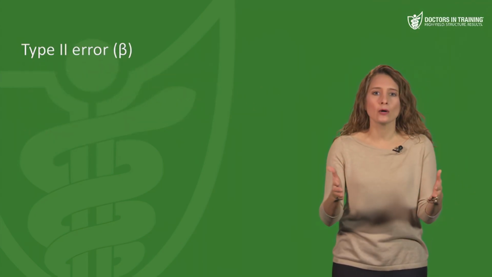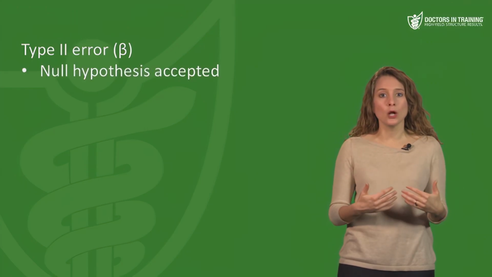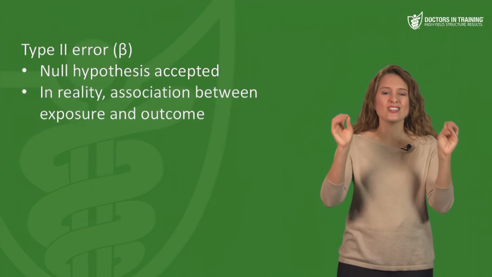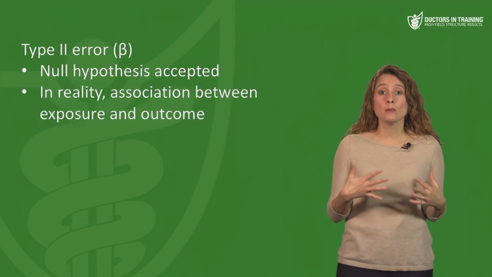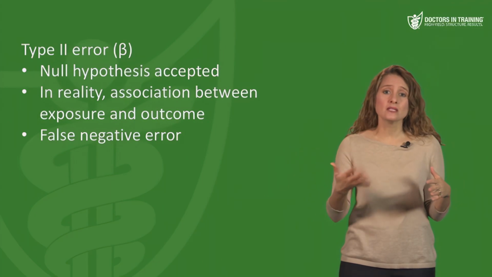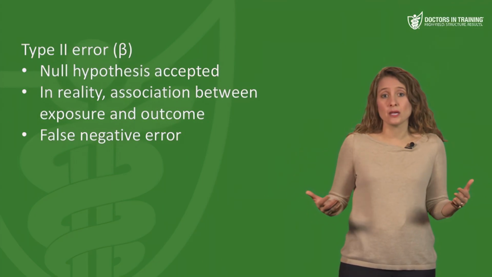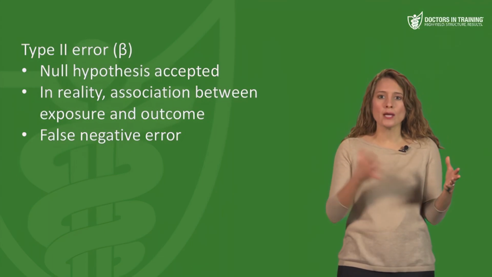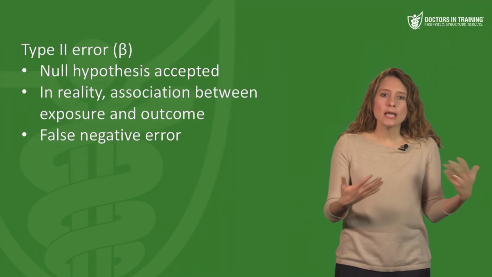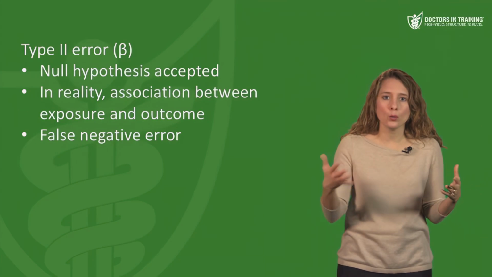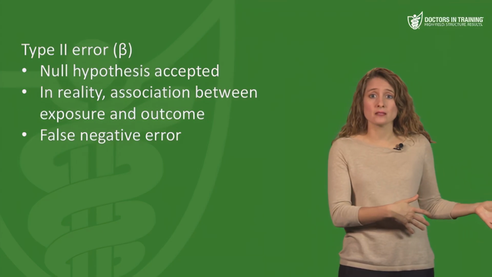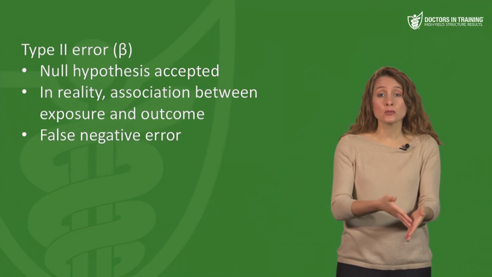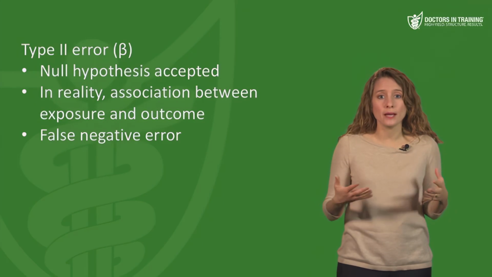A type 2 error occurs when the investigator accepts the null hypothesis that there is no association between the exposure and the outcome, when in reality there is an association. It might help you to remember this as a false negative error, because the investigator said there was not an association when in reality there was. Say you were doing a study that was looking at smoking as a risk factor for lung cancer. If your data analysis gave you a p-value of 0.1, you might accept the null hypothesis and say that there's no association between smoking and lung cancer. This would be an example of type 2 or beta error.